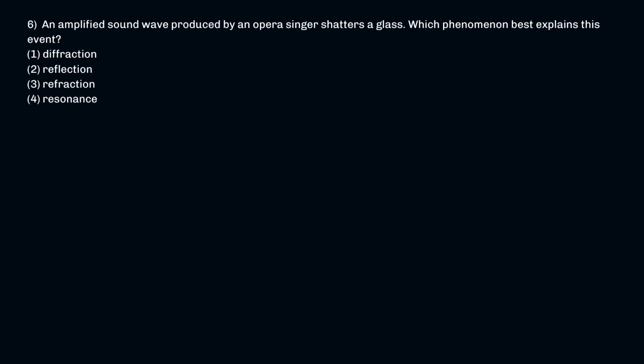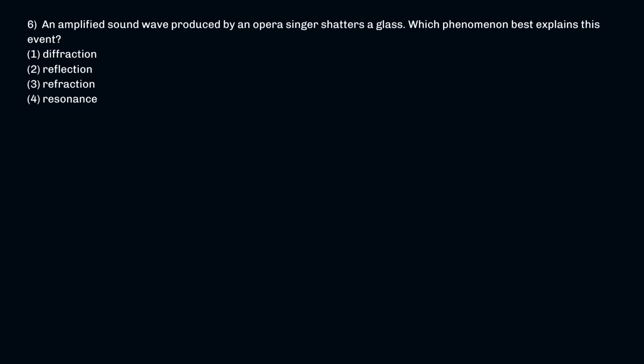All right, so example number 6. We have an amplified sound wave produced by an opera singer shatters a glass. Which phenomena best explains this event? All right, so we did this in class. We showed a video of the speaker that broke the wine glass, and we explained what it is. So whenever you have a sound that is going at the same frequency as, say, the natural frequency of an object, in this situation a glass, it causes the glass to vibrate at that natural frequency, which is called resonance.